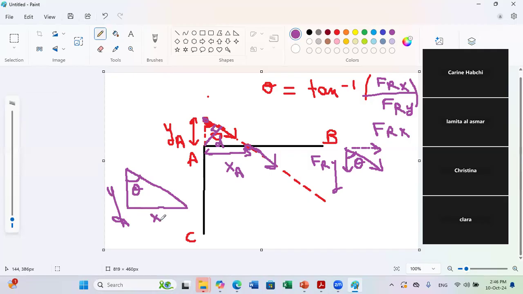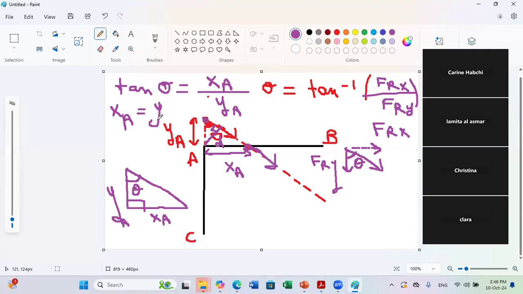According to my geometry, this is a right triangle. In this right triangle, I can say that tan theta is equal to XA over YA. So from here, if I know YA, I can deduce XA. So I can say that XA is equal to YA times tan theta.